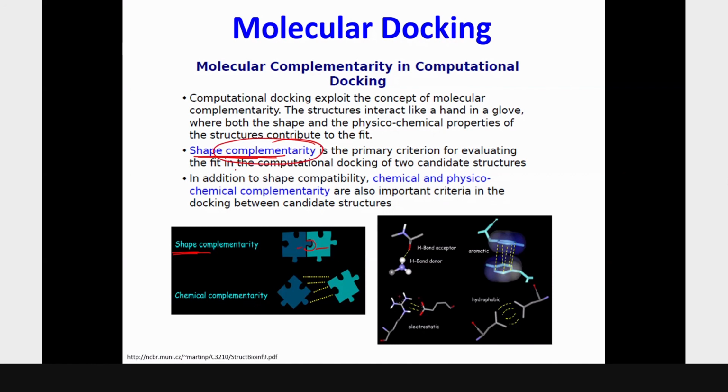But I said for that molecular recognition to happen, the shape is not the only thing that is important. Along with that there should be some chemical complementarity. Chemical complementarity means both the structure along with the shape should also be chemically similar.